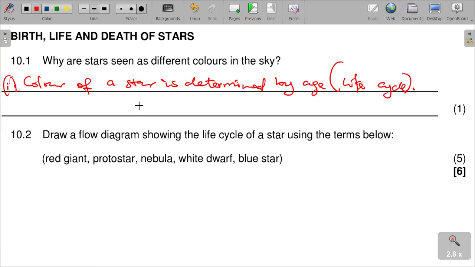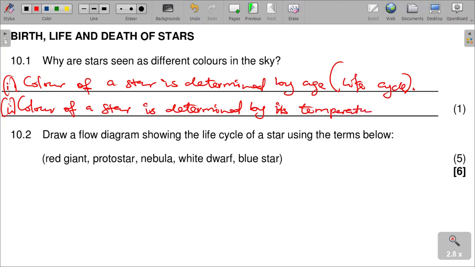And then we can also say that the color of a star is determined by its temperature. Either of these is fine to say for why stars are seen in different colors in the sky. The color of a star is determined by its temperature, so we can see them in different colors because of different temperatures.